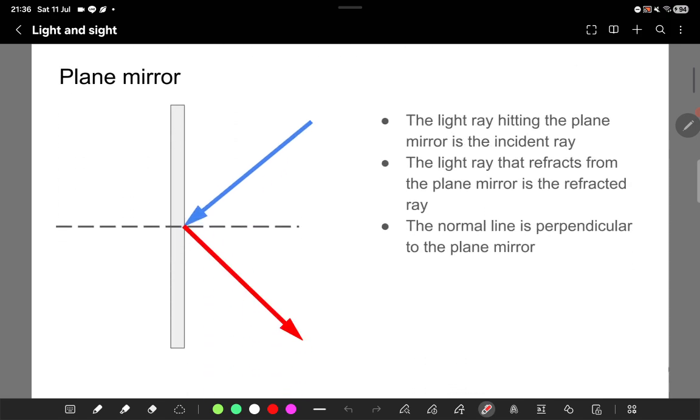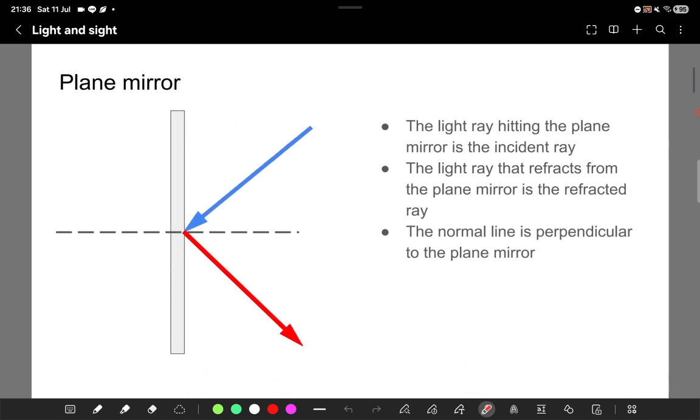First off, let's summarize the plane mirror. As we notice here, this light ray hits the plane mirror. That is the incident ray. Then that light ray is going to refract because once it hits the mirror, it does this. So the light ray that refracts is the refracted ray. But how do we know that it refracts? We have to draw this, which is the normal line, to show that it does refract.